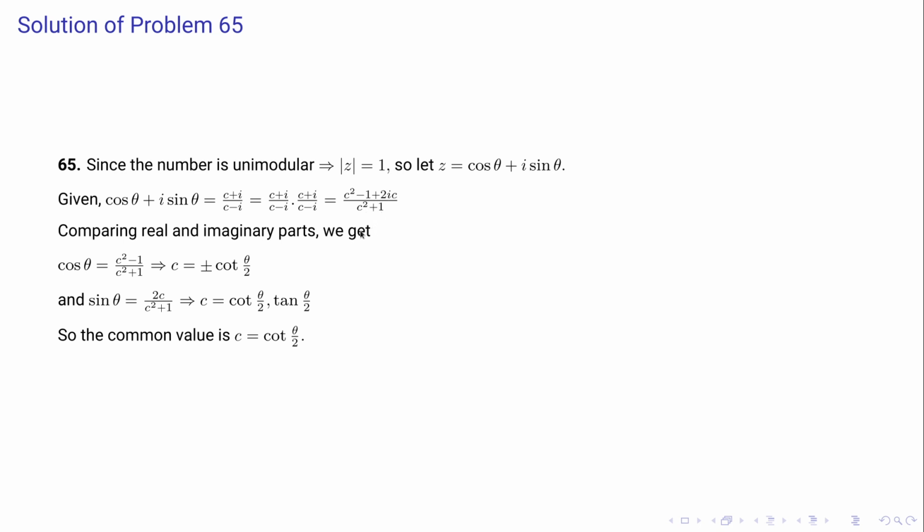So when we do that, we get (c² − 1 + 2ic)/(c² + 1). We compare real and imaginary parts, we get cos theta is equal to (c² − 1)/(c² + 1). So from trigonometry, we know that c will be ± cot theta/2. Similarly, we have sin theta is equal to 2c/(c² + 1). So we know that c will be cot theta/2 and tan theta/2. The common value in both, when we compare both, we get cot theta/2. So the value of c would be cot theta/2.